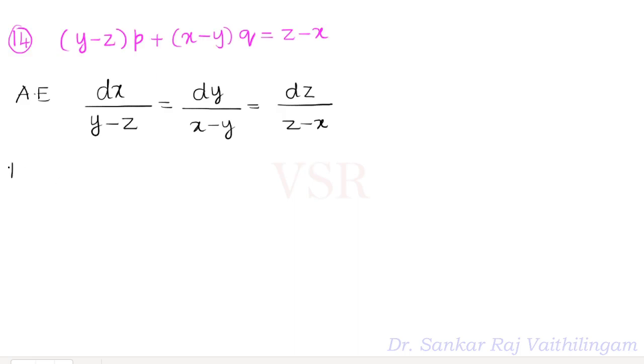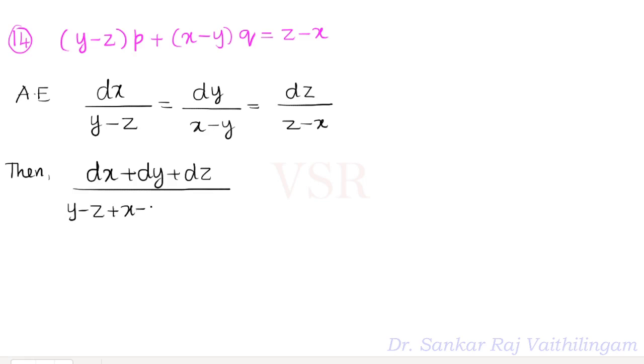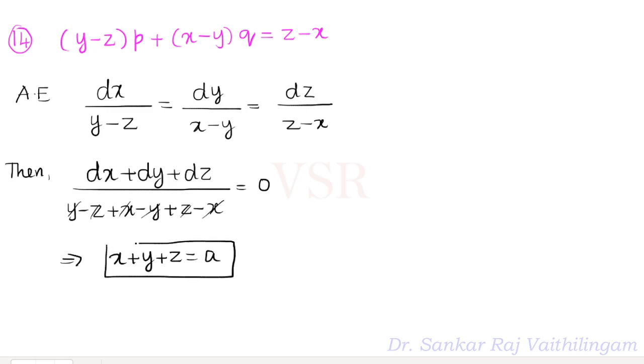So then we'll have dx plus dy plus dz divided by (y minus z plus x minus y plus z minus x). Here x cancels, y cancels, z cancels, so this is equal to zero. This implies that x plus y plus z is equal to a. So this is my first solution.